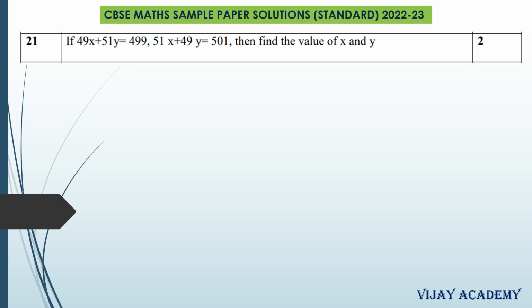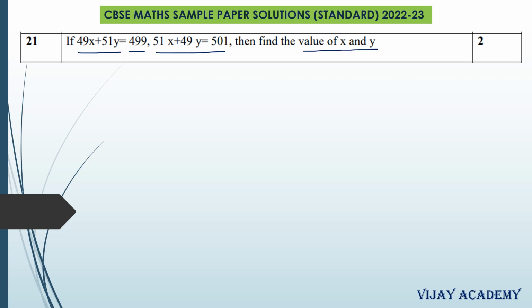In this video, I will be explaining question number 21 to 23 from CBSE model paper. Let us go to question number 21. The question is like this: if 49x + 51y = 499 and 51x + 49y = 501, then find the values of x and y.